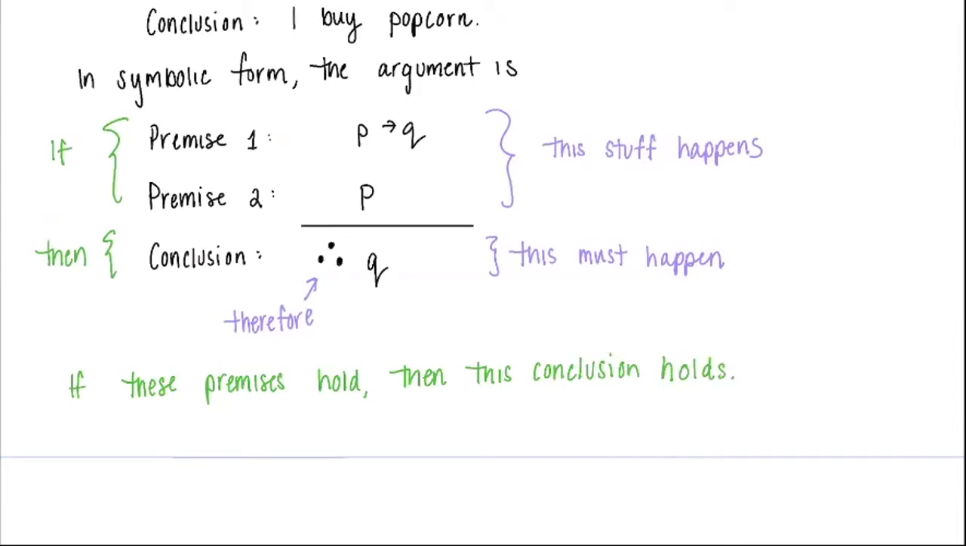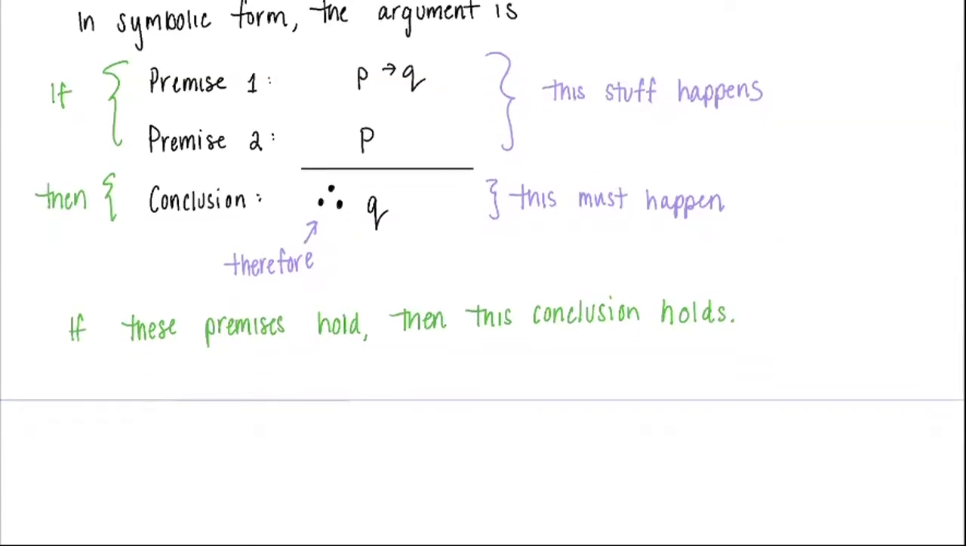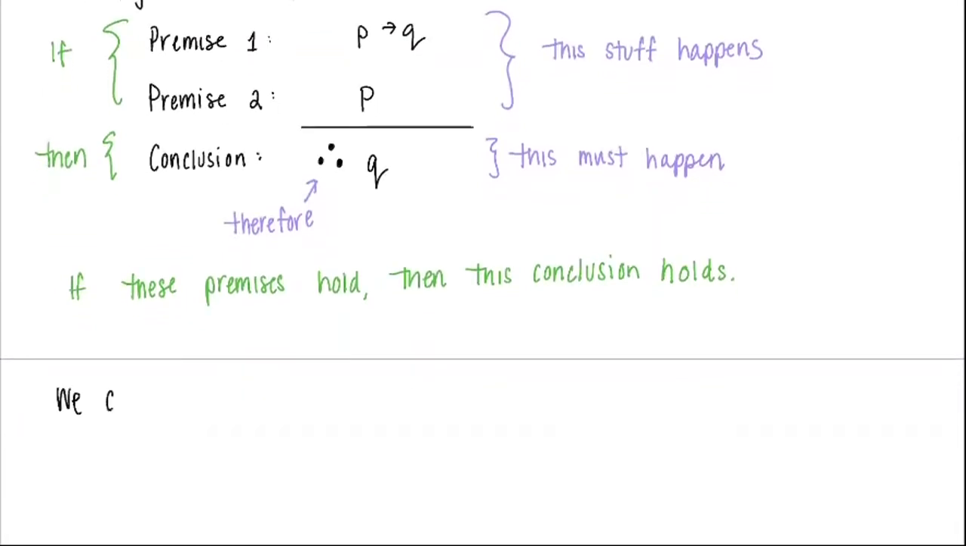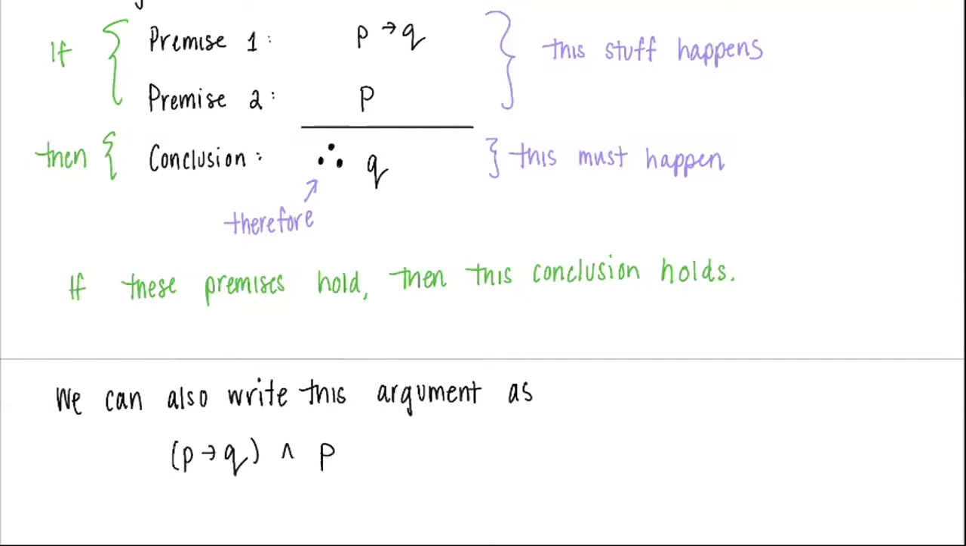Okay. So we really end up creating a single statement based off of this argument. So basically, if premise 1 and premise 2 happen, then this conclusion happens. So we can also write this argument as follows. If premise 1, which is our conditional, and premise 2 happen, then our conclusion has to happen. Okay.